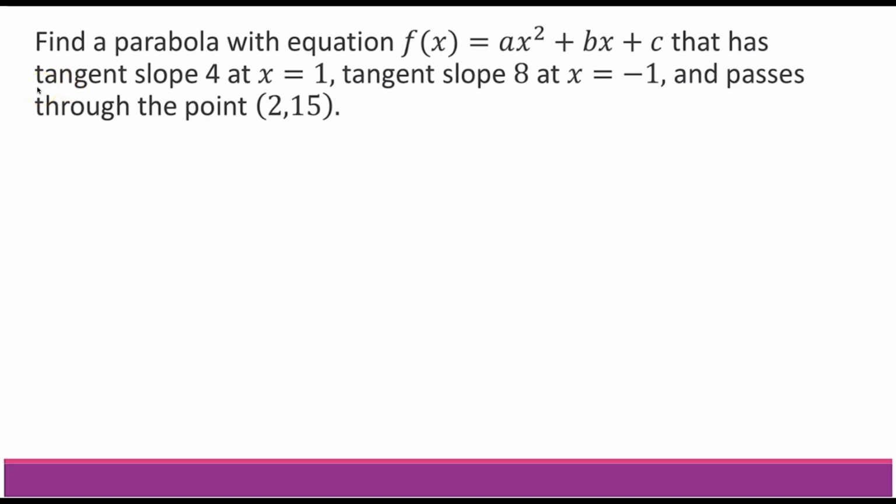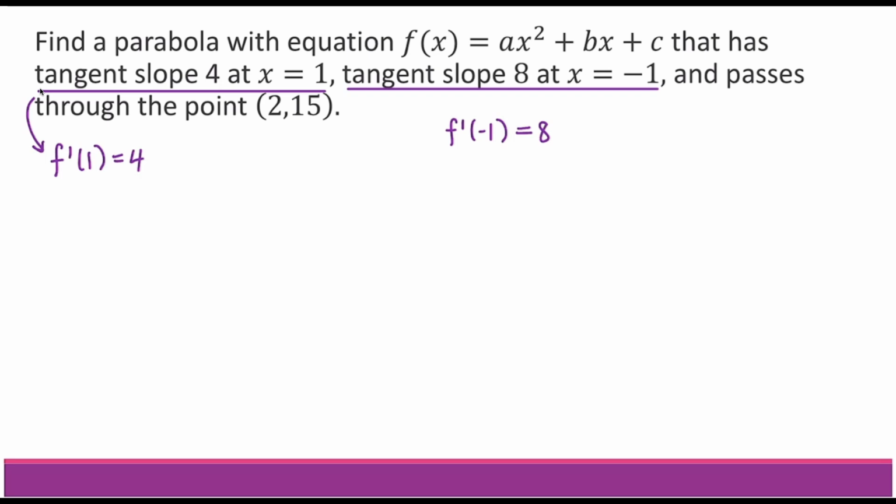Let's break them down. We're told that our function has tangent slope 4 at x equals 1. So that means that f prime of 1 is equal to 4. We're told that our function has tangent slope 8 at x equals -1. So that means that f prime of -1 is equal to 8. And we're told that this passes through the point 2, 15. So this is not about derivatives. This is simply telling us that f of 2 is equal to 15.